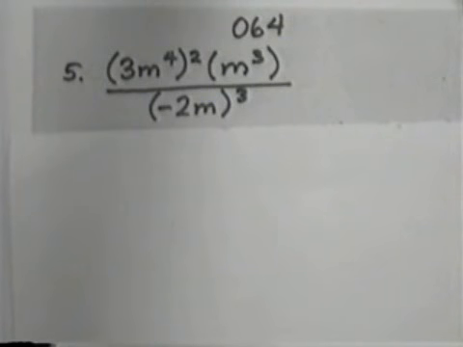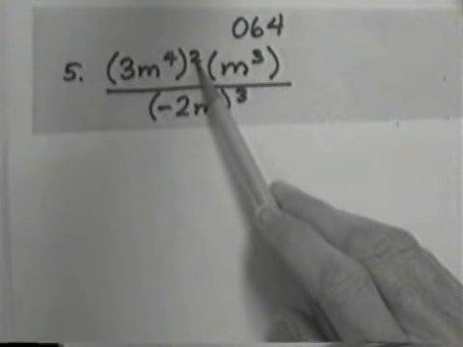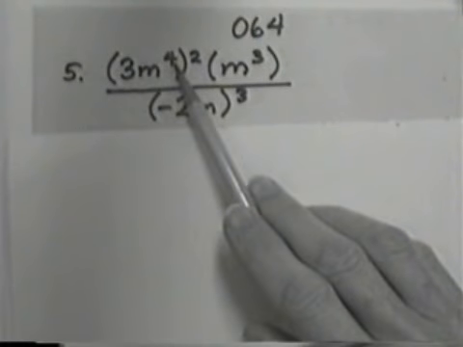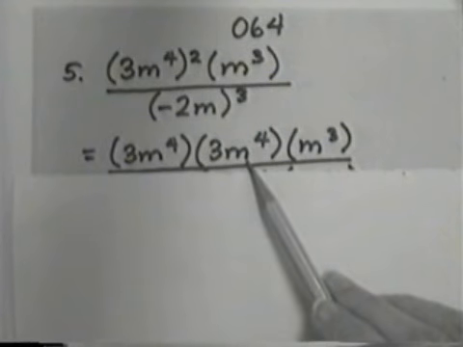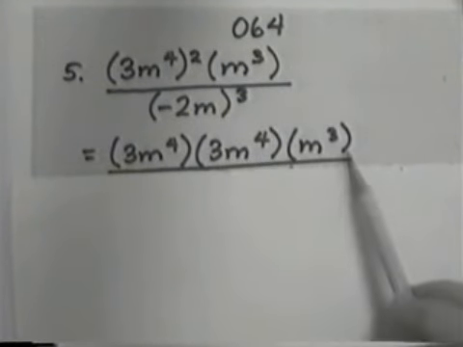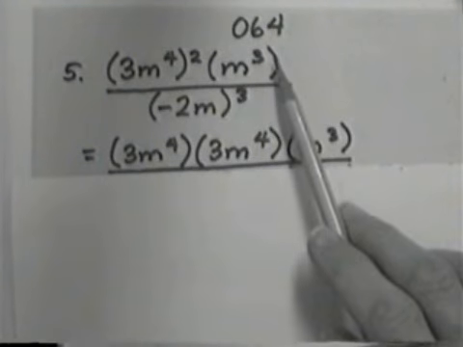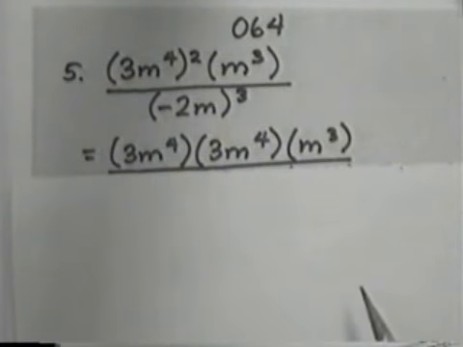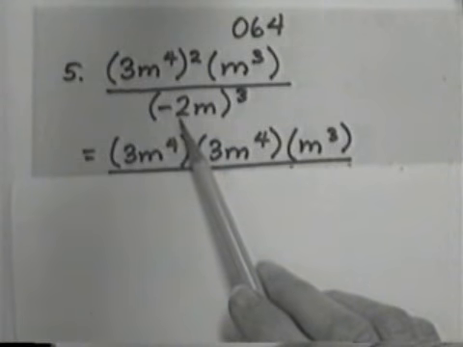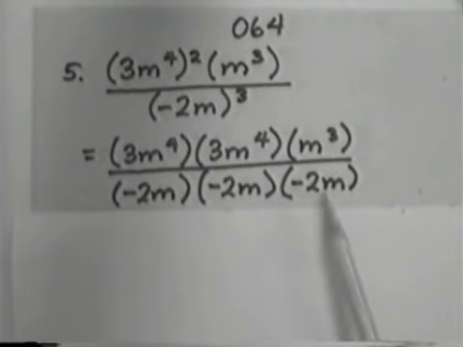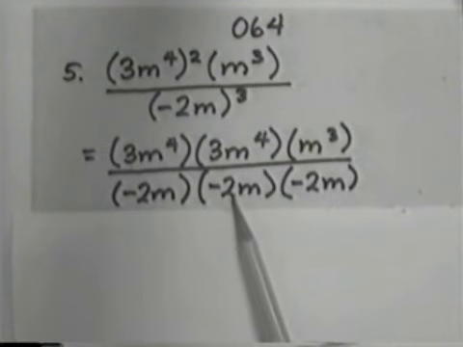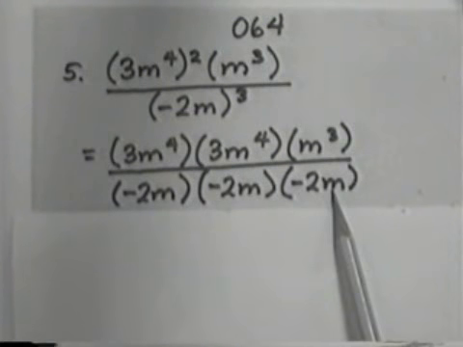As before, with an exponent outside parentheses, we'll take the big picture. So that means we'll write the 3m to the 4th power twice. 3m to the 4th power times 3m to the 4th power times the m to the 3rd power, which has no exponent outside. In the denominator, we have negative 2m 3 times, and so we copy it 3 times. Negative 2m times negative 2m times negative 2m.